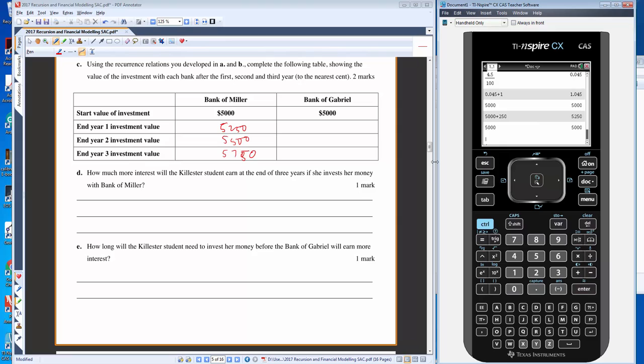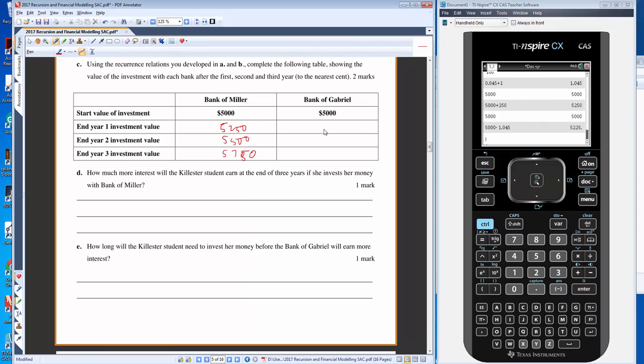Okay, so then with Ms. Gabriel's account, we're multiplying by 1.045. The first value was 5225, and then it was 5460.13 and 5705.83. So we're just going to write all of those down. Now this is where a lot of you lost your first mark for a rounding error.